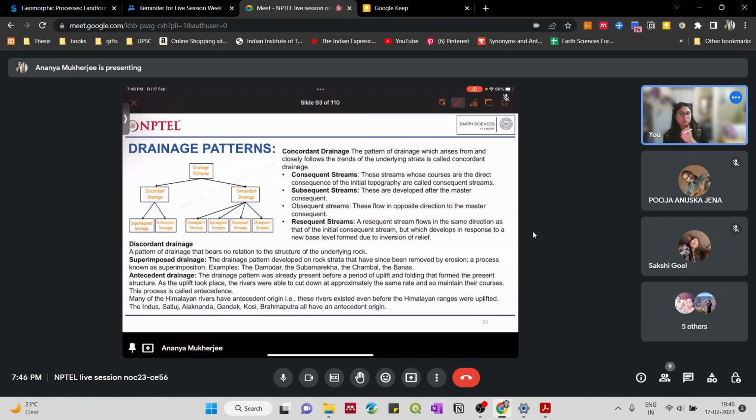So the rate of the cutting down by the river and the uplift is the same, so the river is maintaining its course. The trend of that area has changed, but the river is not showing any correlation with that. So these are discordant drainages where the area has got disturbed, but it has not had an effect on the way the river is flowing over there. And concordant is where it is flowing along the trends that are visible in that area.